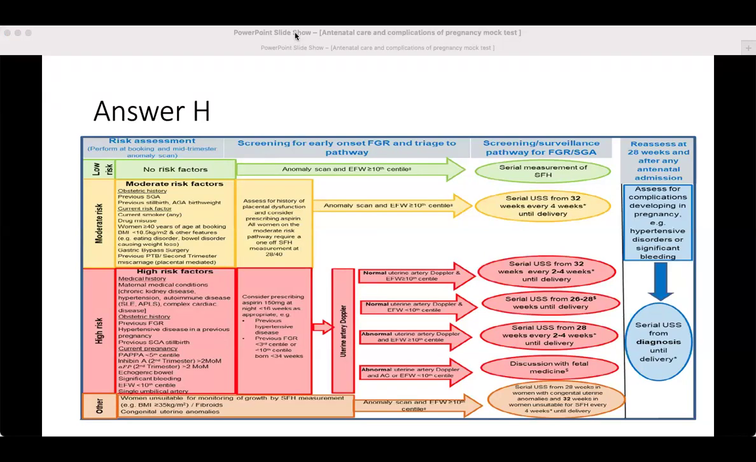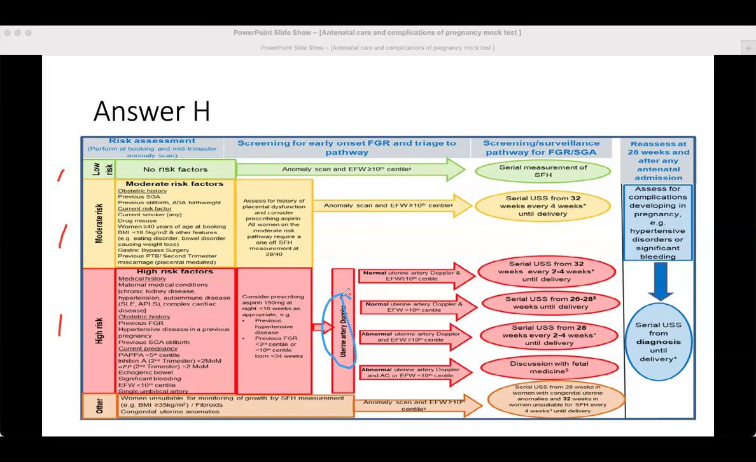So, Dr. Azza, my dear, which woman will have the uterine artery Doppler screening at the mid-trimester? The low risk people, or the moderate risk, or the high risk? We will have the high risk. Yes, excellent. Okay, so let's see in this algorithm, the high risk individuals, what they will have. They will have the uterine artery Doppler.